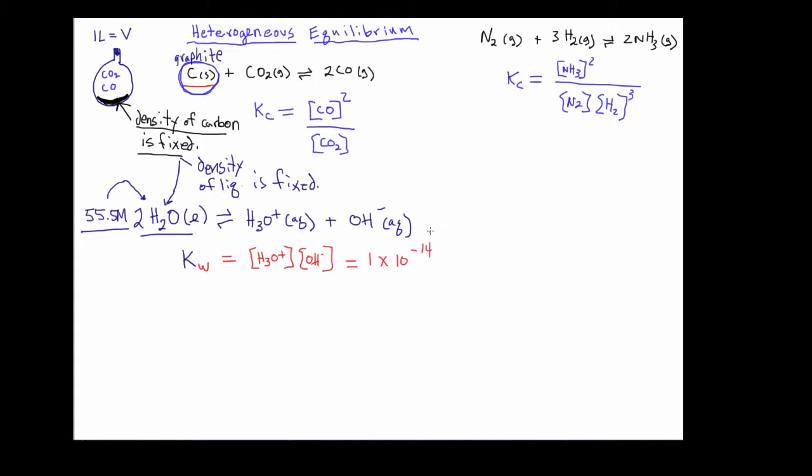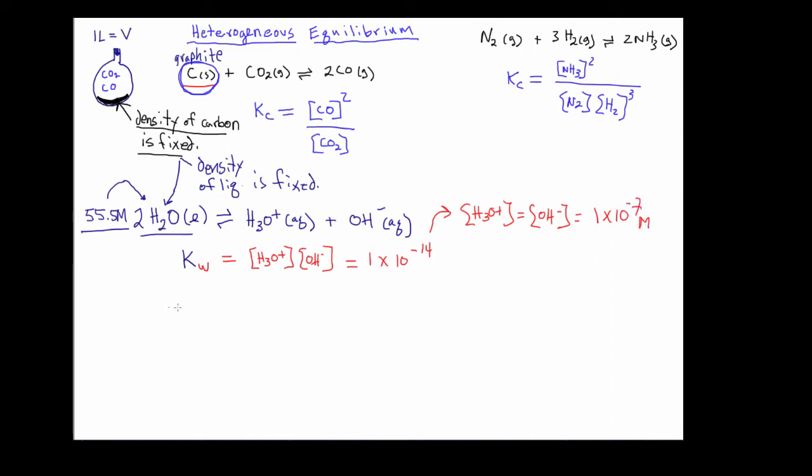And just to remind you, going back to previous videos, therefore the concentration of H3O+ in pure water, which is equal to OH-, is going to be 1 times 10 to the minus 7th molar.